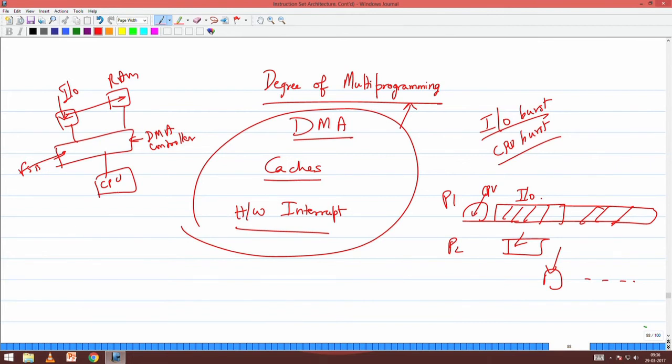But then the CPU will do what? It will execute other processes. If the instructions and data for the other processes are also only in the RAM, then the CPU cannot do anything. The CPU has to wait. You got it? So the CPU cannot do anything unless the instructions and data required for the next processes are there in the cache, not only in the RAM. So that's why cache becomes very important.